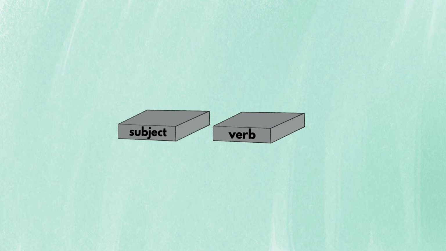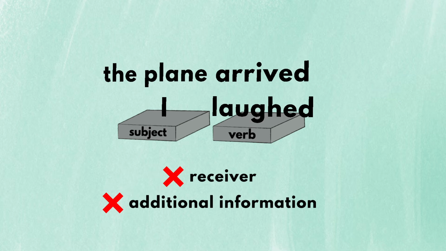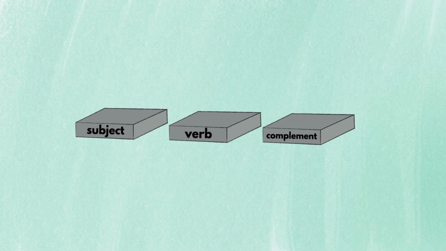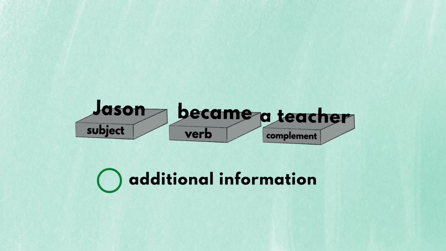The first sequence is the subject-verb structure. You use this structure when the verb does not require a receiver and additional information. For instance, take the sentence I laughed or the plane arrived. The verbs do not require a receiver or additional information. The next sequence is the subject-verb-complement structure. You use this structure when the verb requires some additional information. For instance, take the sentence Jason became a teacher. Due to its meaning, the word became requires additional information on what Jason became. In this case, you need a complement in the sentence.